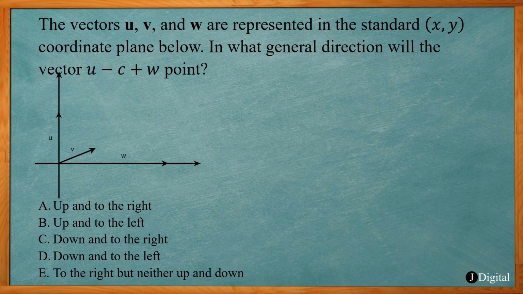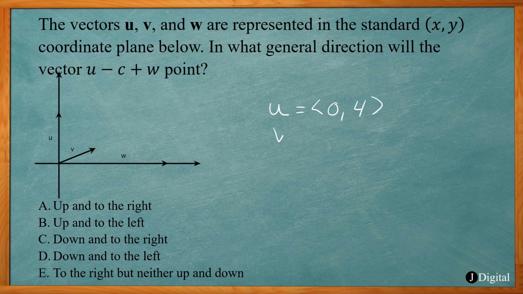So in this vector problem, it says the vectors u, v, and w are represented in the standard xy coordinate plane below. In what general direction will the vector u minus v plus w point? So we look at vector u. Now we don't really know the coordinates of it, but we can basically estimate. It's going straight up, so it only has a j component. So our i component is 0, and let's say that's 4.